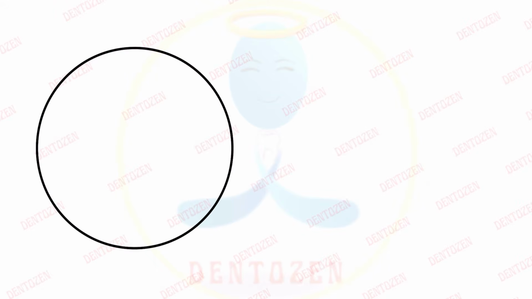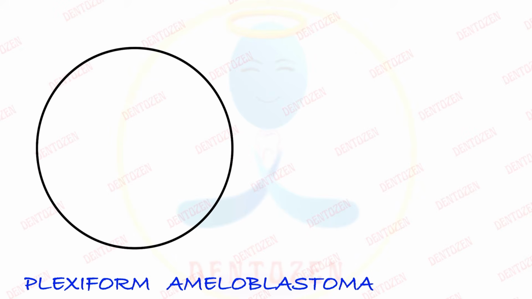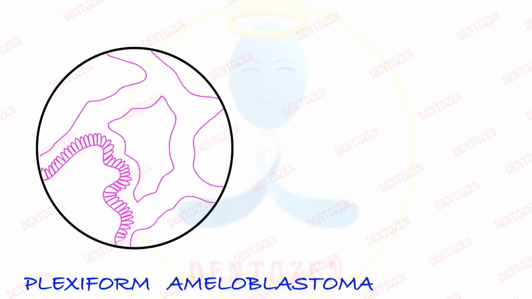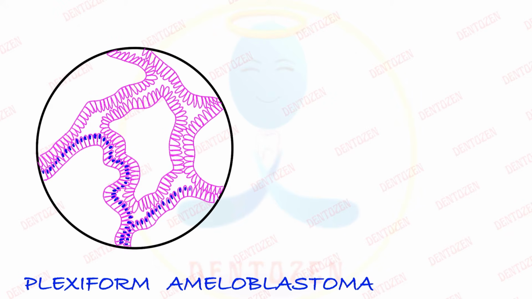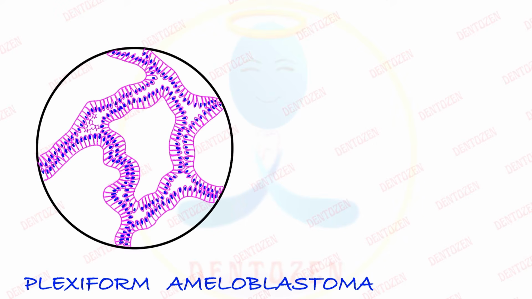Next we come to the plexiform type. In the plexiform type, we have to first draw the strands or the cords of the tumor cells which are interconnected. Then within those strands, we have to draw the two types of cells, that is ameloblast-like cells and stellate reticulum-like cells. So first we'll draw the strands, then we'll draw very tall columnar ameloblast-like cells with all the three nuclear features, that is palisading arrangement of nuclei, hyperchromatic nuclei, and reverse polarity of the nuclei. In between these cells we have star-shaped cells as we are drawing here, stellate reticulum-like cells.